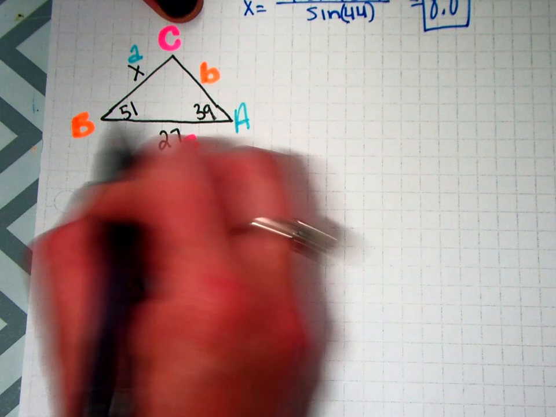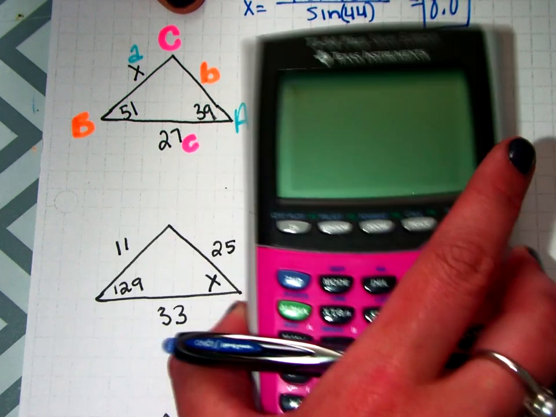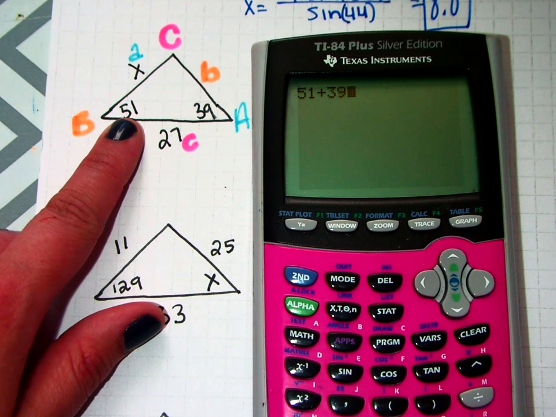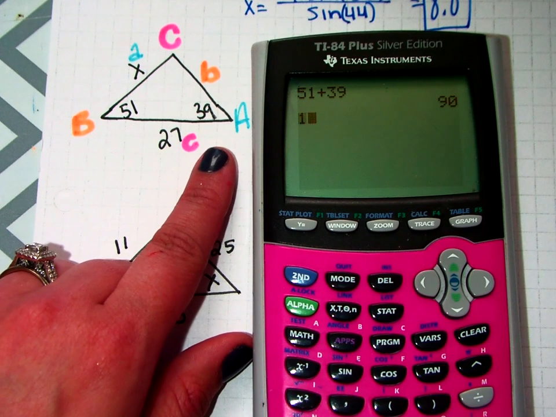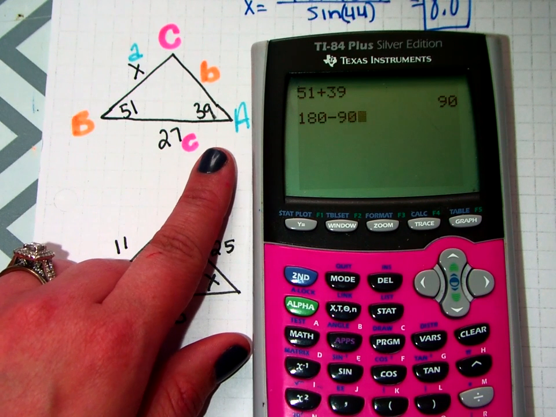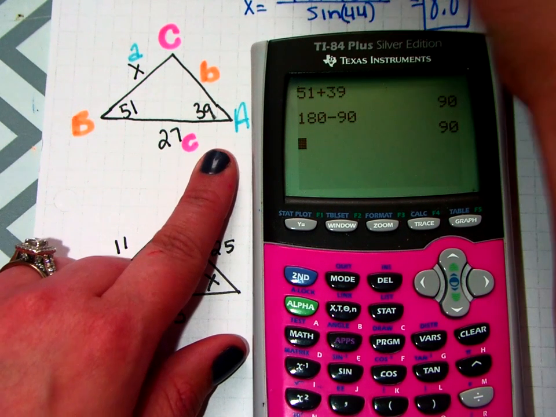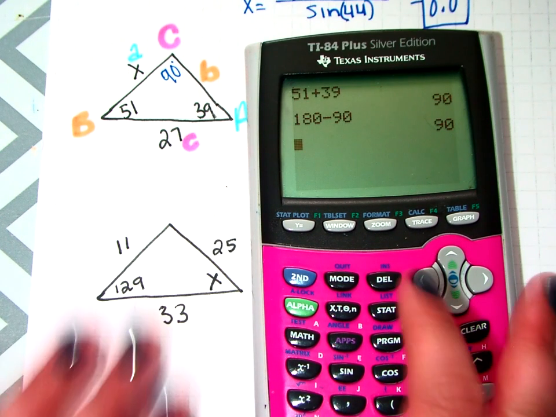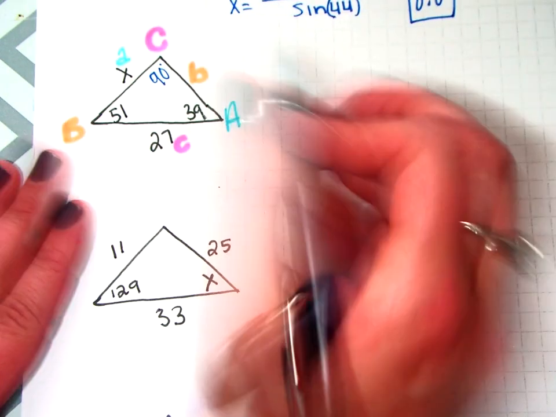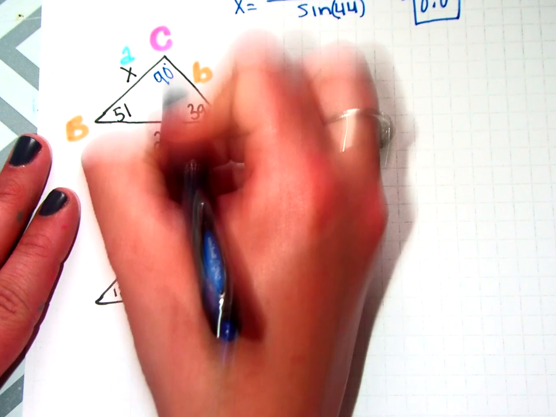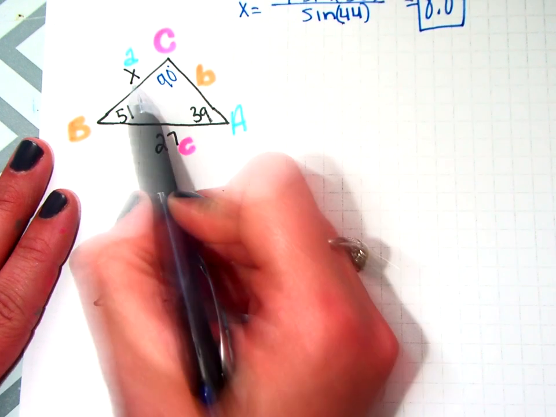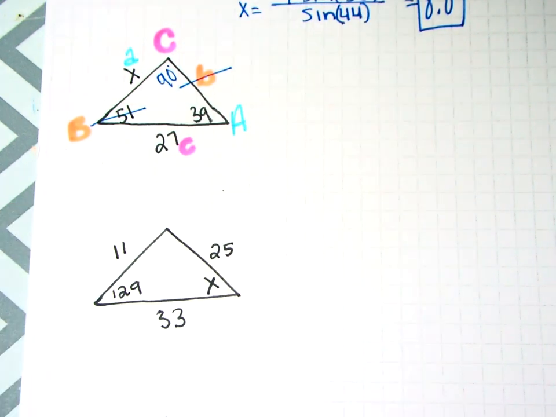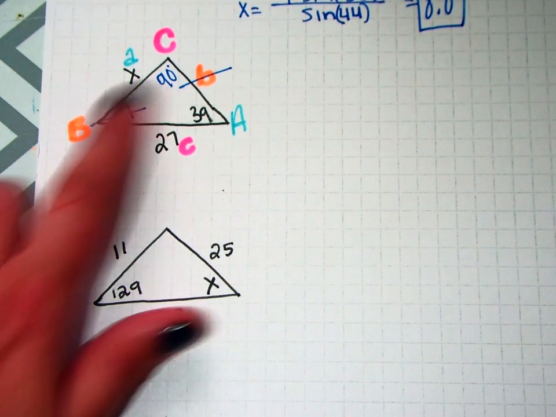So what I'm going to do is add these up and subtract from 180. This is a triangle. All triangles add to equal 180 degrees. So 51 plus 39 is 90. 180 minus 90 is 90. So that means this angle C is 90 degrees. To determine what angles I'm going to use, I want to use my doubles. So C has 27, so I need to use C. A has x, so I need to use A. That means B is out because there's nothing with it. We just had to use angle B to help us get C.